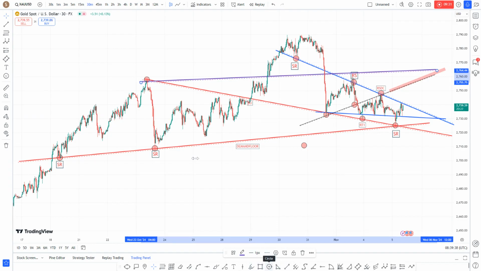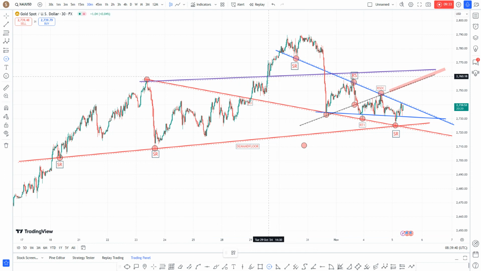You see here resistance structure, break of a resistance structure, the retest candle returns here on support, break of a support structure, price returns here as resistance. So this becomes a new supply roof. So we have a supply roof at that level.